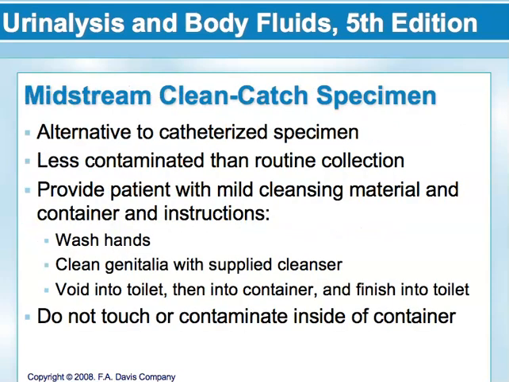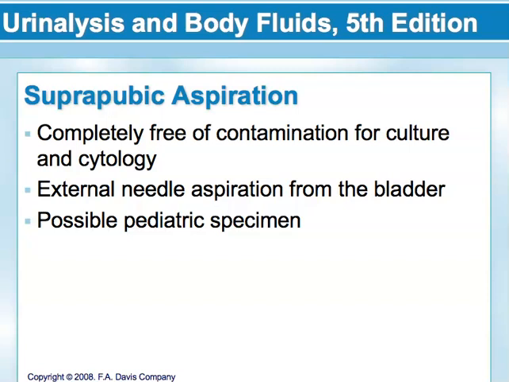A midstream clean catch is an alternative to the catheterized specimen. It's safer and less traumatic for the patient. It's also less contaminated by epithelial cells and bacteria than a routinely voided specimen. This one is also going to be more representative of the actual urine than a cath specimen. A suprapubic aspiration would be collected by external introduction of a needle into the bladder. It provides a sample for culture that is completely free of contaminating materials, so it can also be used for culture or cytology, which is the study of cells.